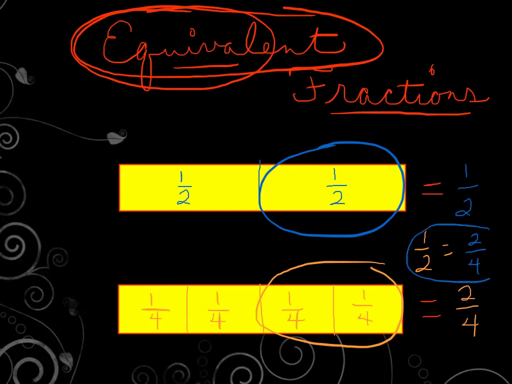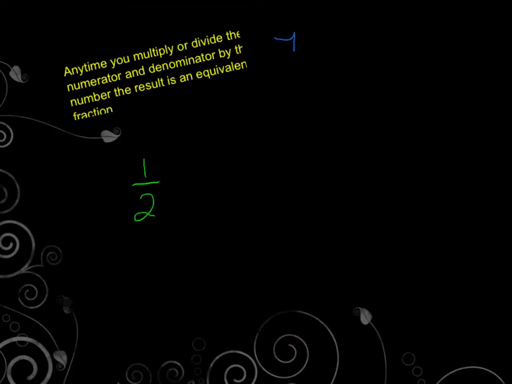Those are equivalent fractions. Now, every time we want to find an equivalent fraction, we do not necessarily have to draw a picture like I've drawn here. There is a little bit easier way of doing it, maybe a little more mathematical, and we'll get into that in just a minute. Okay, let's go ahead and jump into our rule here. The rule for making equivalent fractions is, anytime you multiply or divide the numerator, or top number in a fraction, and the denominator, or bottom number in a fraction, by the same number, the result is an equivalent fraction.